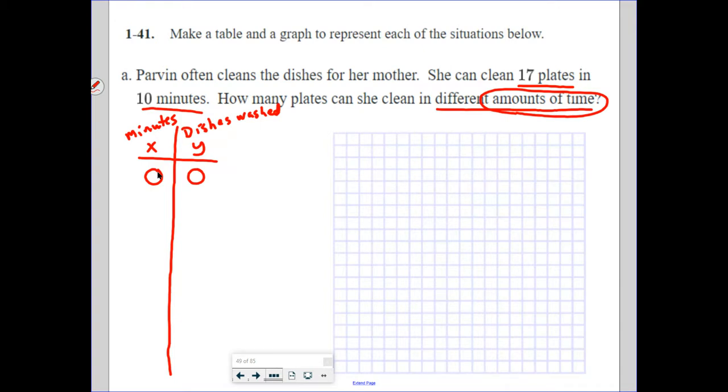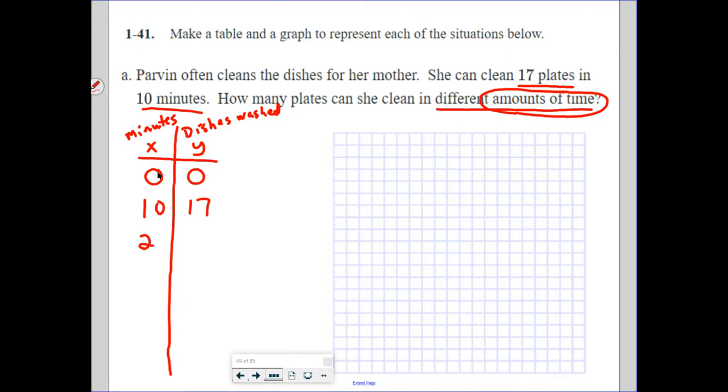Now, at this point, you do have some options. Some of you might want to say, hey, how many dishes would they wash in maybe 1 minute? Or something like that. But why not? Let's just go the easy route here, guys. How many would they wash in 10 minutes? Well, 17.